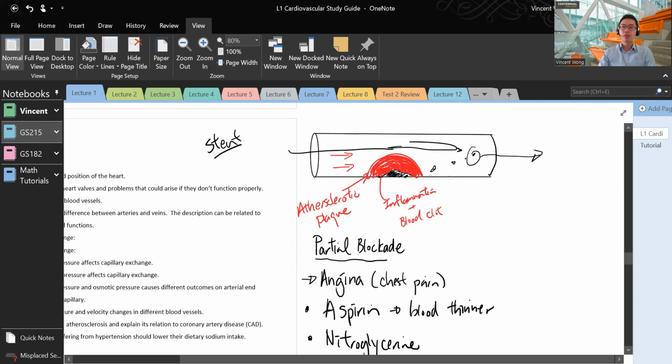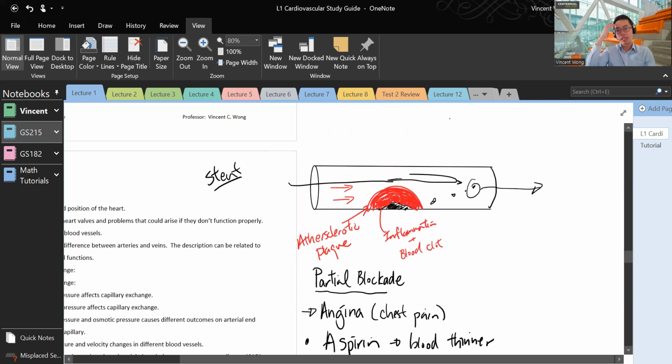In any case, I was also talking about how this could happen in the brain. This actually causes the vessel wall to become weaker, because of all this hardening, it loses its elasticity.